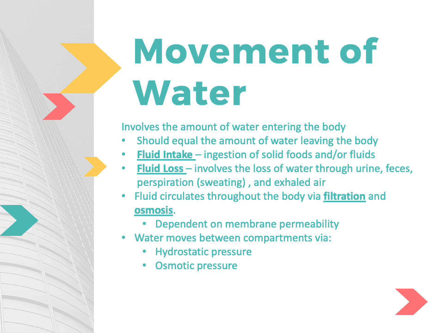Now, when we have fluid that circulates throughout the body, it's important to note that this process is completed by filtration and osmosis, and those terms we'll talk a little bit about later. But just know that this is heavily directed by membrane permeability. When fluids come through the cells, the membrane of that cell is highly dependent on how much water can go through and how much water can exit.